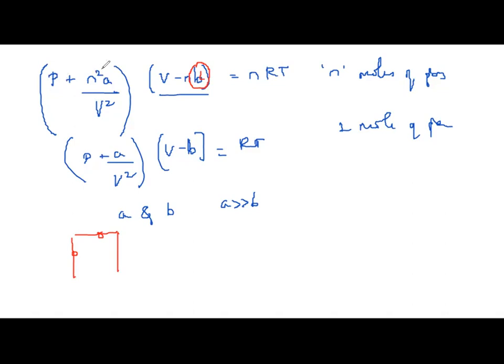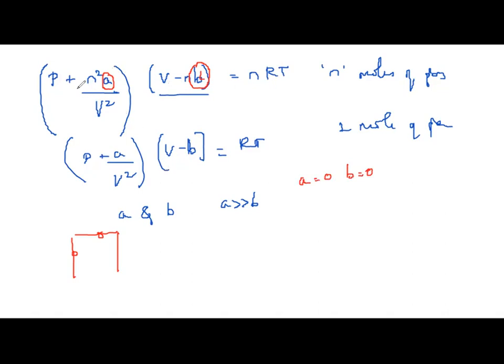The pressure correction: P plus a by V squared. So a is the correction factor. So a and b are called what? They are called van der Waals constants, and they contain positive values. The constants are characteristics of individual gases. It depends upon the nature of the gas. When a gas behaves ideally, then both the constants will be zero. Yes, so this is the correction factor.